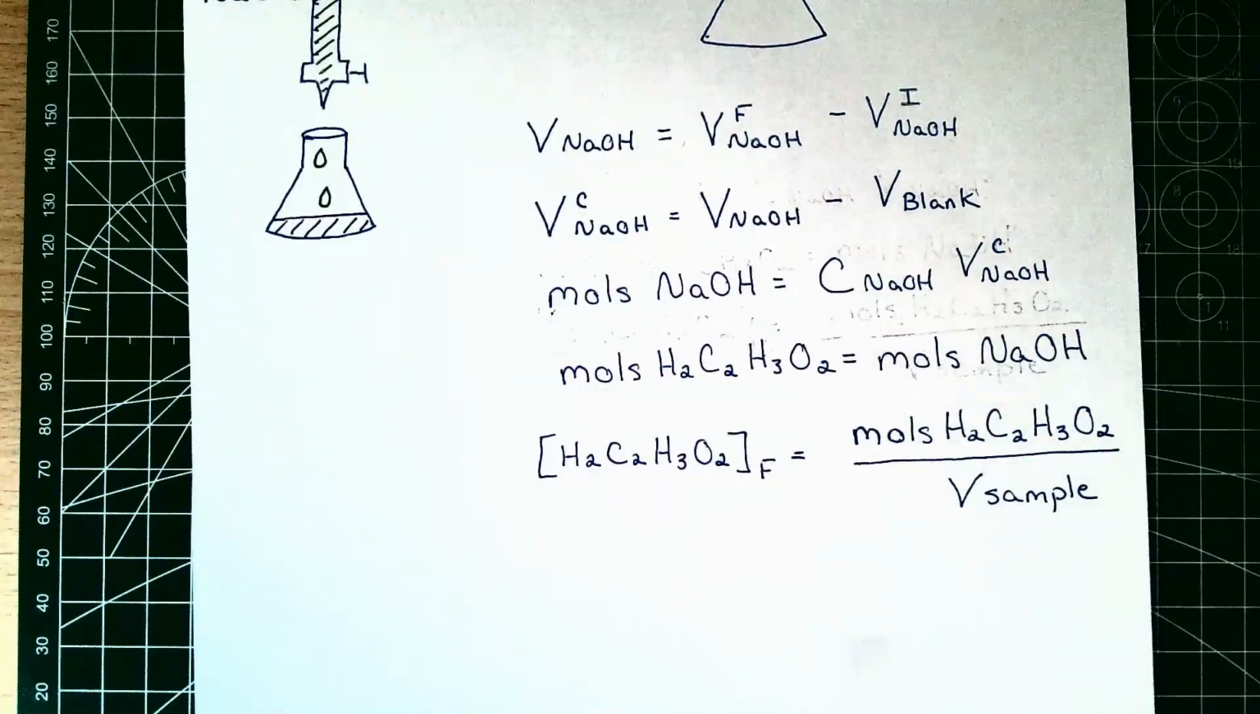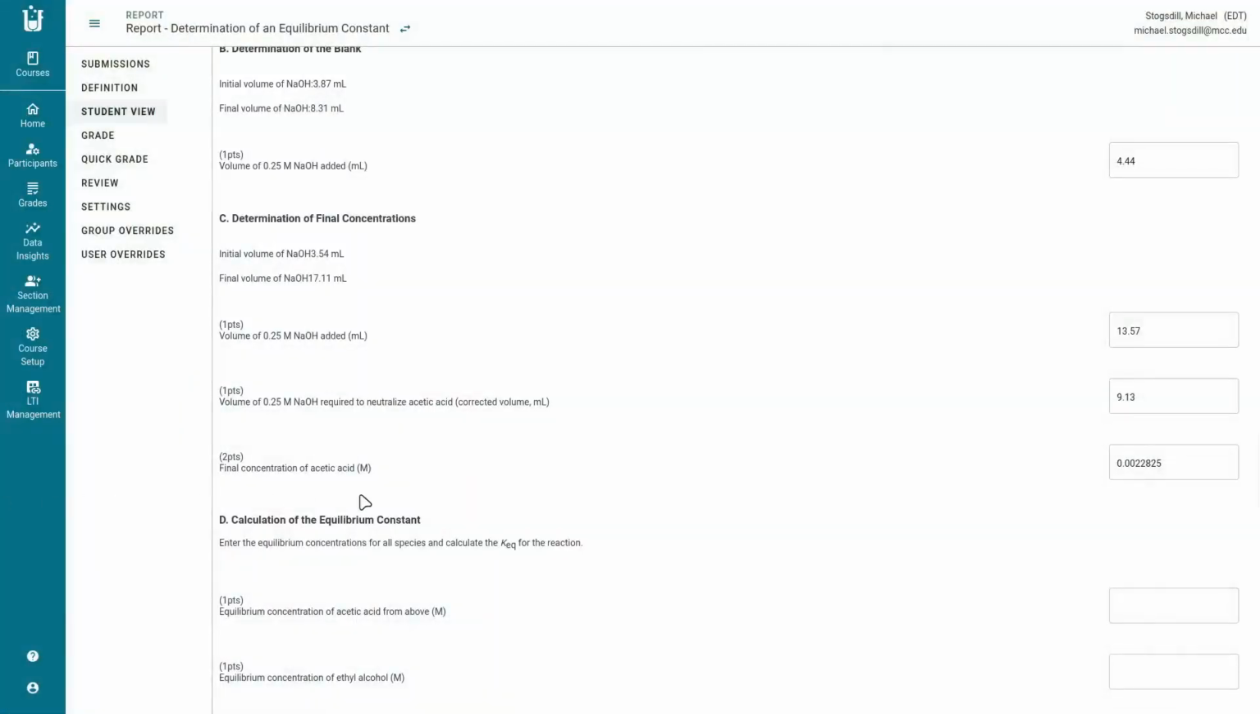If we take a look back at the report, we can see that we're going to be entering that data here. So you'll have the difference between the final and the initial here. This is going to be that corrected value where we subtract the volume of the blank, and then you'll enter the final concentration of acetic acid right here.